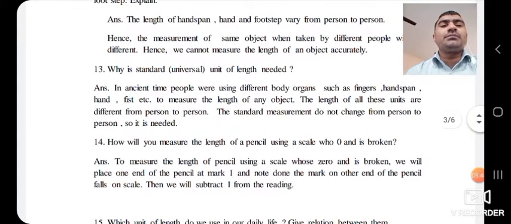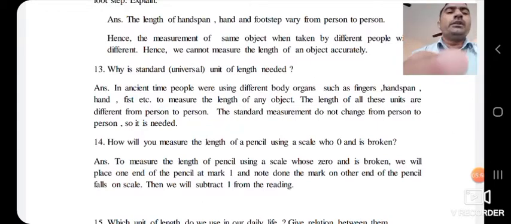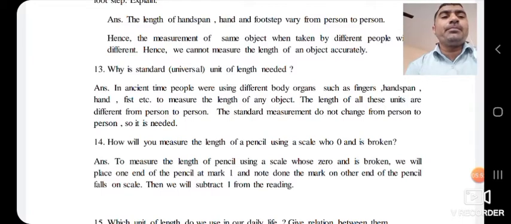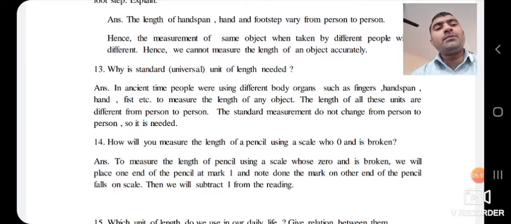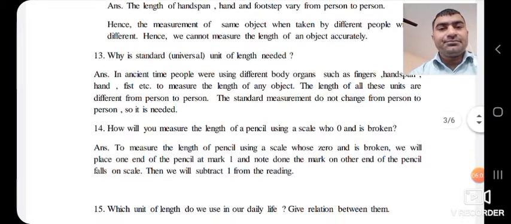See, if you take a standard measurement, do you think it is different from person to person? No. If you have taken the measurement with a scale, and it is 15 centimeters, then any person who measures the length of that object will get 15 only, because a standard measurement never changes. So a universal unit of length is needed.